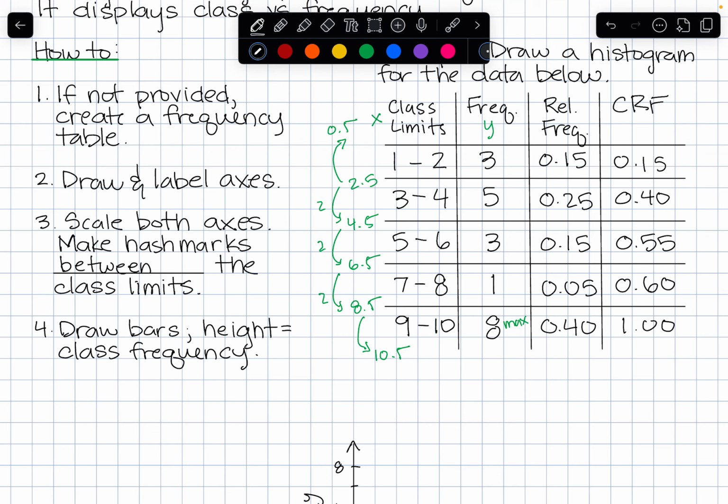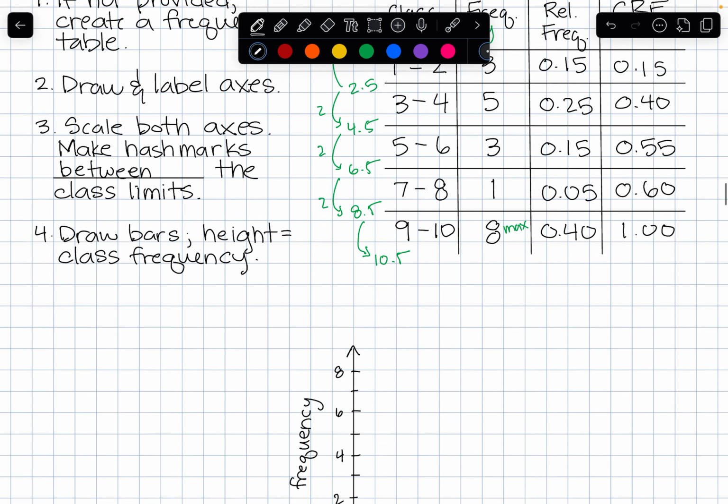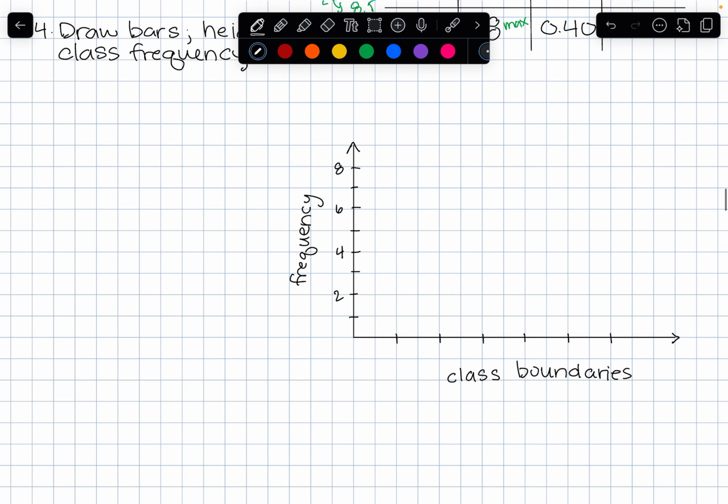Those class boundaries are going to form the hash marks in my picture. So 0.5, 2.5, 4.5, 6.5, 8.5, 10.5. And I'm going to put a little squiggle here because we're not starting at 0. We're starting a little bit below 0. So that x-axis is starting in a weird place. My y-axis is starting from 0.